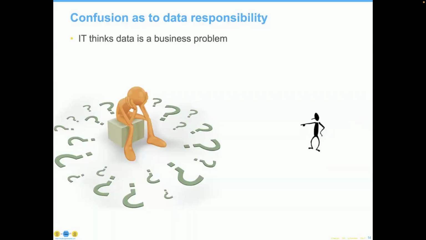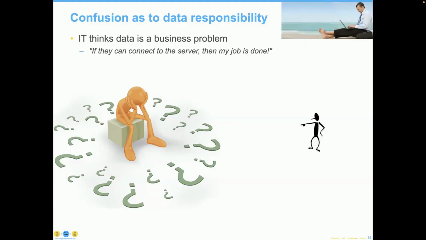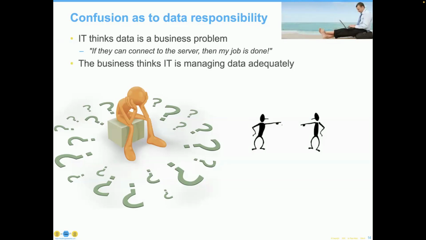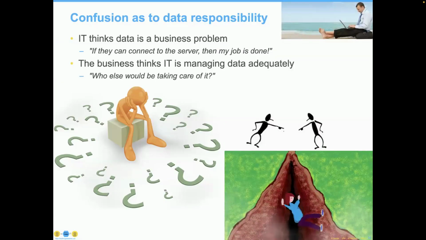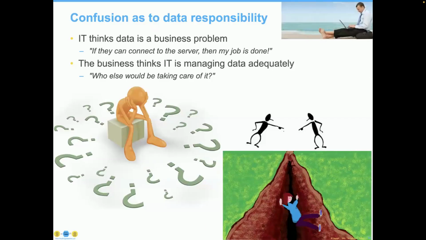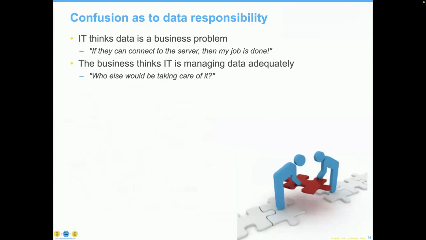What really comes out of all of this is that there's always been confusion around data's responsibility. IT thinks data is a business problem: if they can connect to the server, my job is done. It's an attitude that has been attributed to them. Whereas business thinks IT is managing the data adequately. After all, who else would be taking care of it? As a result, data has fallen into this enormous chasm between business and IT, and it's really up to us data professionals to try and put it back together.